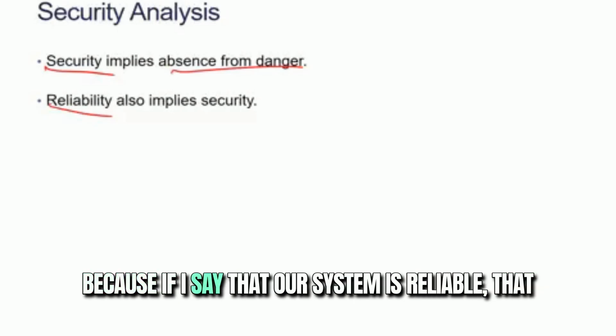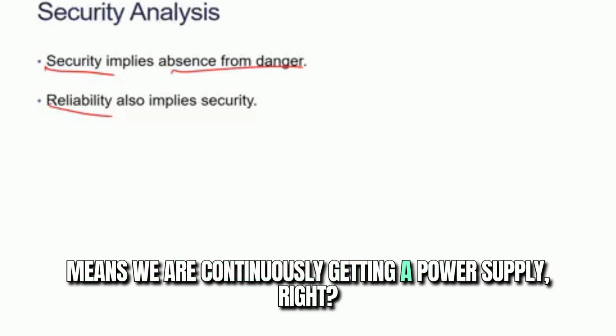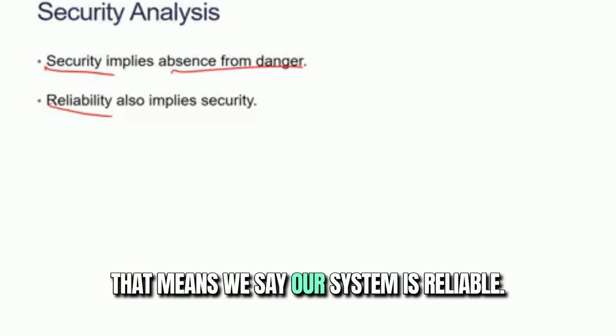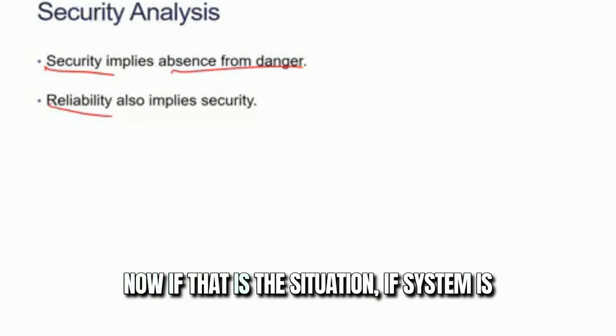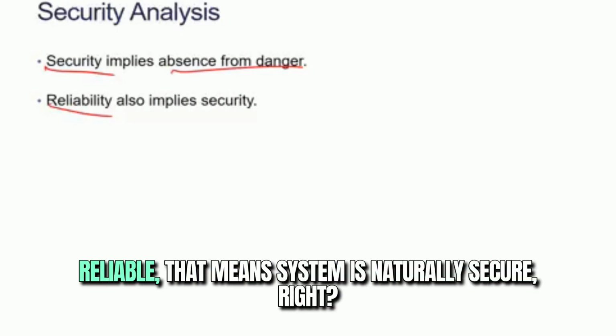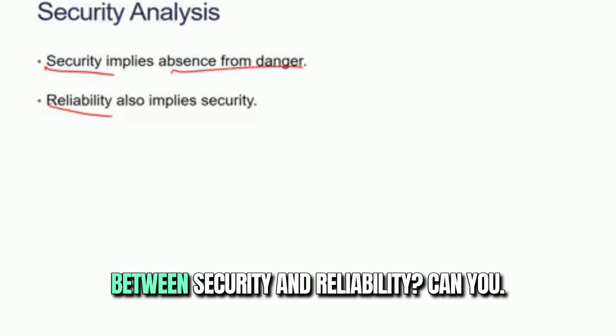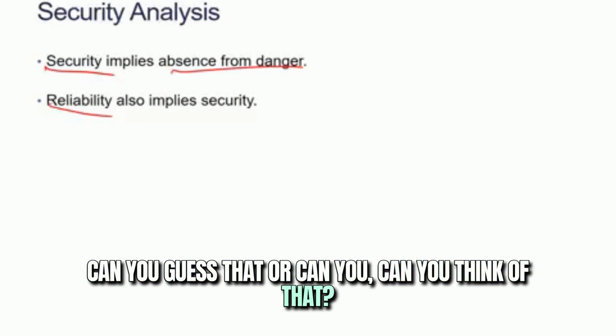Because if I say that our system is reliable, that means we are continuously getting a power supply. If we are getting a power supply continuously, we say our system is reliable. And if the system is reliable, then the system is naturally secure, right? There are no issues happening with the system. So what is the difference between security and reliability? Can you guess that, or can you think of that?